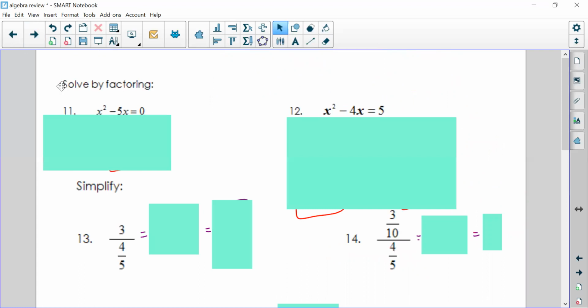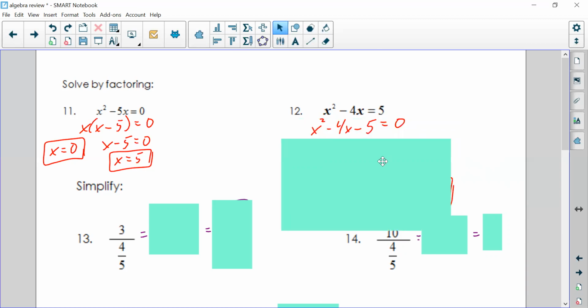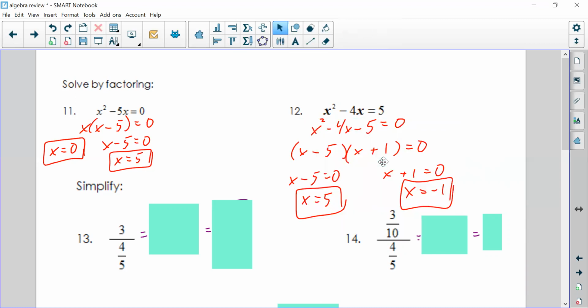Pause the video, please, and solve these two by factoring. Well, it has to be set to 0. Number 11, I set each factor to 0, and I discover that x equals 0 and x equals 5. Degree 2, so I'm looking for 2 answers. Number 12, you must set it to 0 first. So the first thing you're doing is subtracting 5. Then you're going to factor, set each factor to 0, and solve. So +5 and -1.